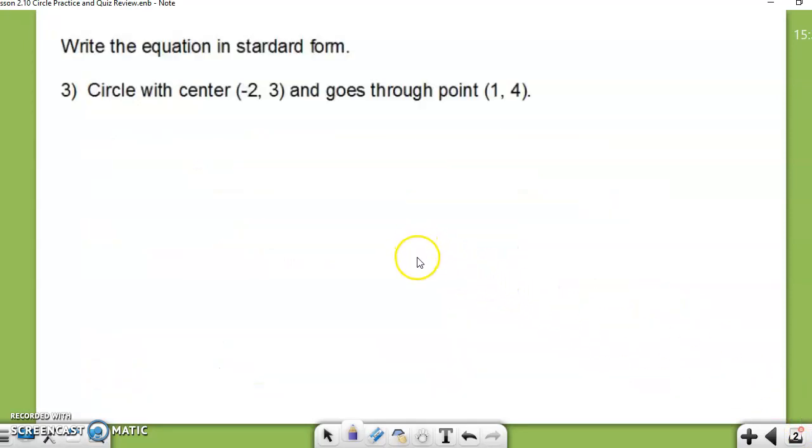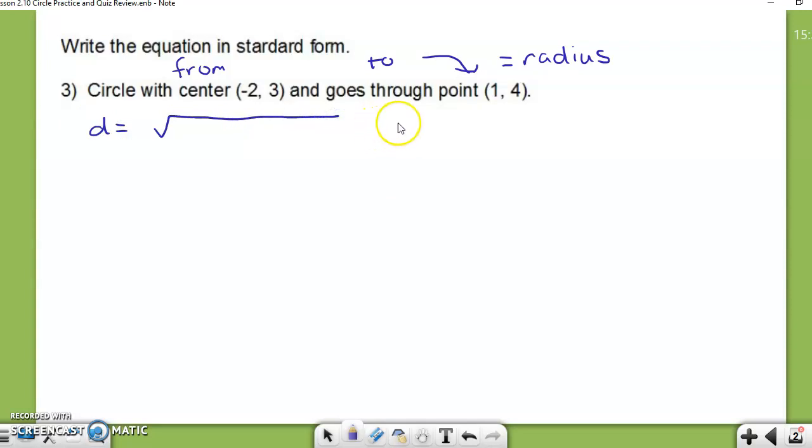Okay, write the equation in standard form for a circle that has a center point here and goes through point 14. So from the center to a point on the circle is equal to the radius. So the first thing I have to do is get my distance from these two points to get the length. Remember, distance is length of my radius. I like using my little T-chart.